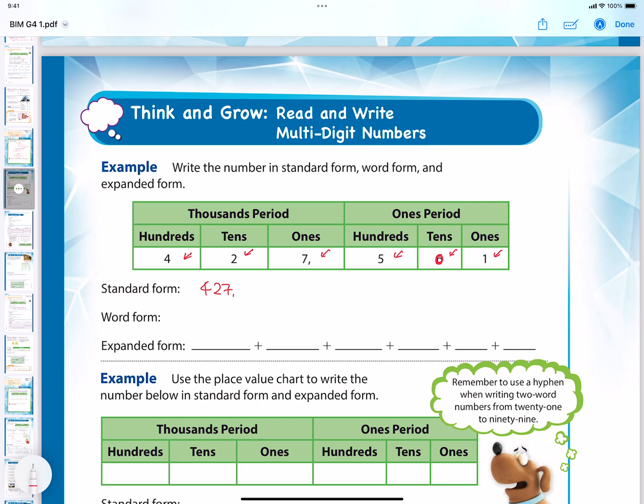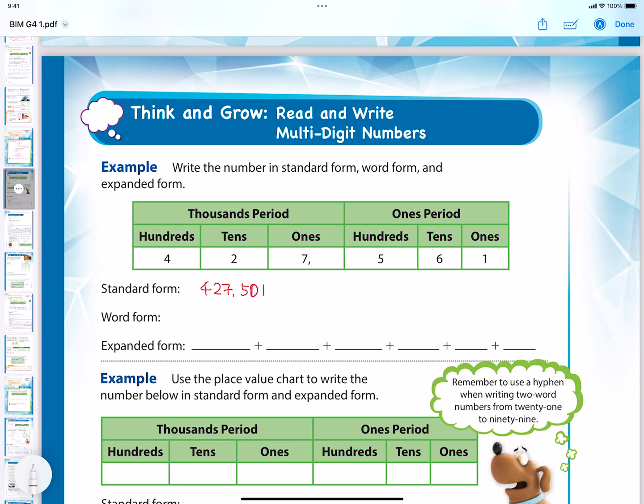427,000, you did this, good job. But then in this ones period, you have nothing in tens, and usually they say 51. This is not right, right? Because when there is nothing in tens place, you have to put 0 in tens place. Don't forget. I'm telling you because so many times my students made this simple mistake. Do not make this type of mistake, okay?